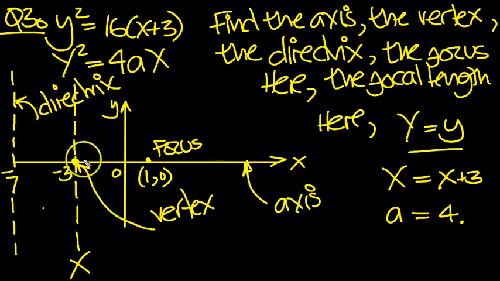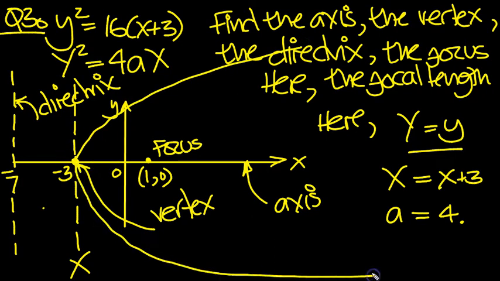So let's just draw it in then. When x is minus 3, y is 0, so it comes out from minus 3. And we can just draw it here. Oops, it comes out a bit more than that. And there's the parabola. For interest's sake, when x is 0, if we put 0 in, we get 48. Square root of 48 here, plus or minus, here and here.